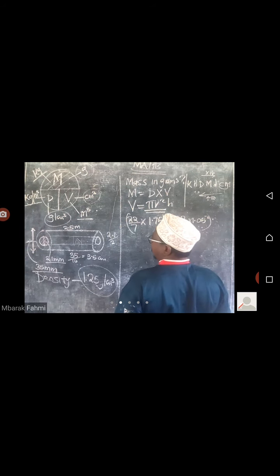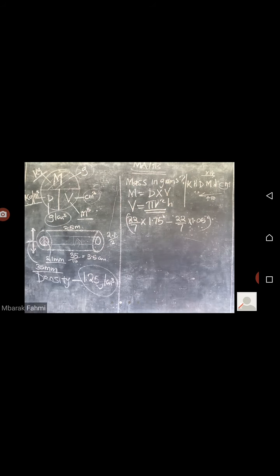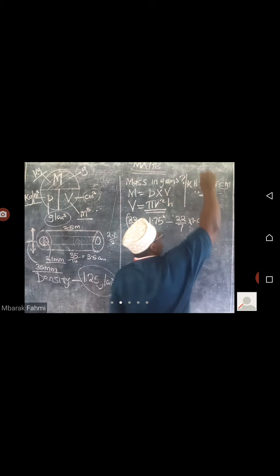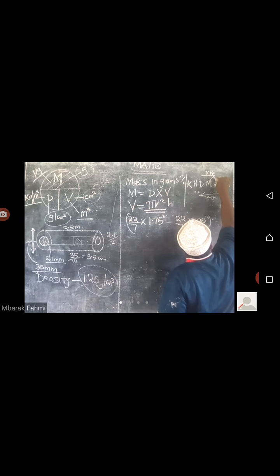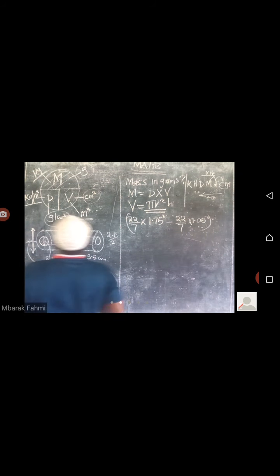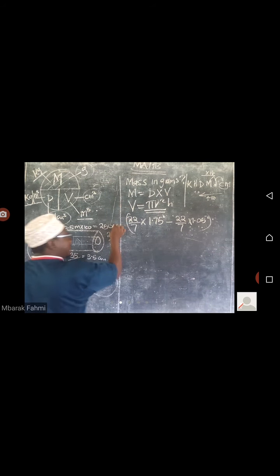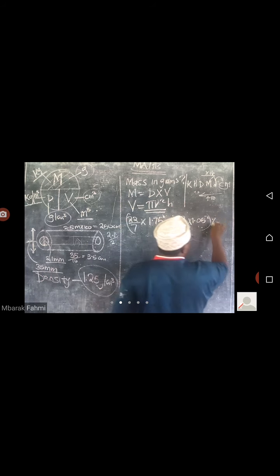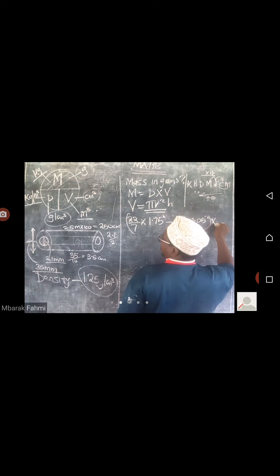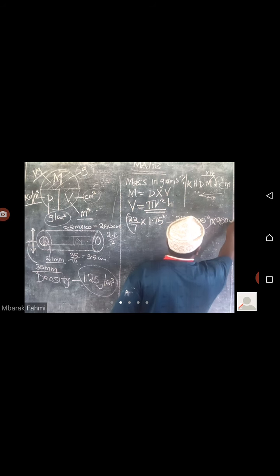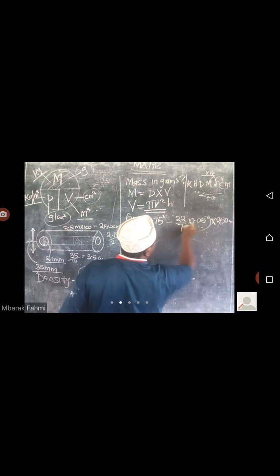Then multiply by height. Height now is in meters. To change it into centimeters, you multiply by 100, you move 2 steps. So this will be times 100. It is going to be the same as 250 centimeters. Therefore, the height of that cylinder is 250 centimeters. So now we take the area of this, multiply by 250 centimeters.